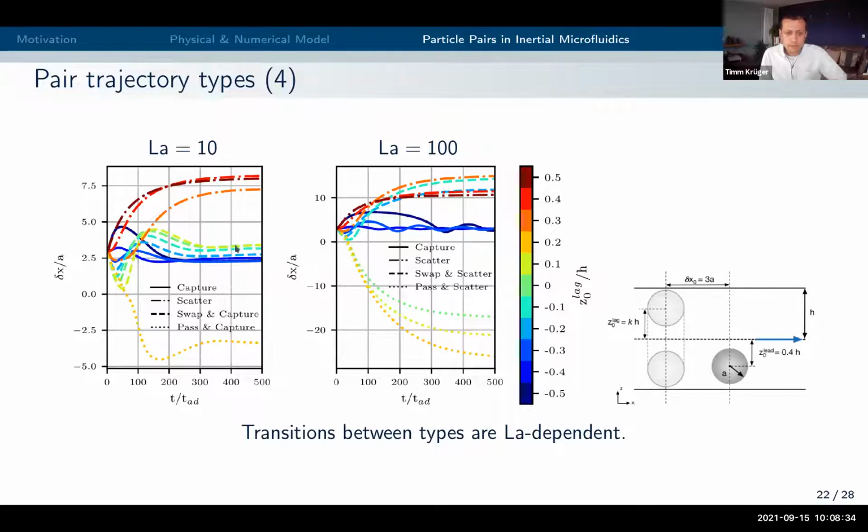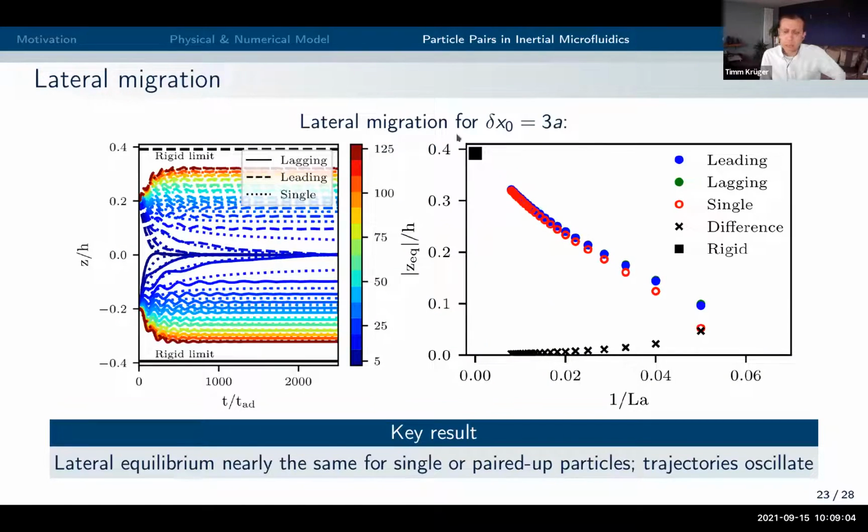If you go to softer particles, you see something weird happening. And this is that some of them are close to 2.5, but they are not really scattering. The distance remains more or less constant, but there doesn't seem to be a converged distance. And the difference is that the solid lines here are actually pairs where the particles are staggered off center, and the dashed lines are where the particles are closer to the center line. So we asked ourselves, okay, is maybe the stability of the pair related to the lateral position of the particle?